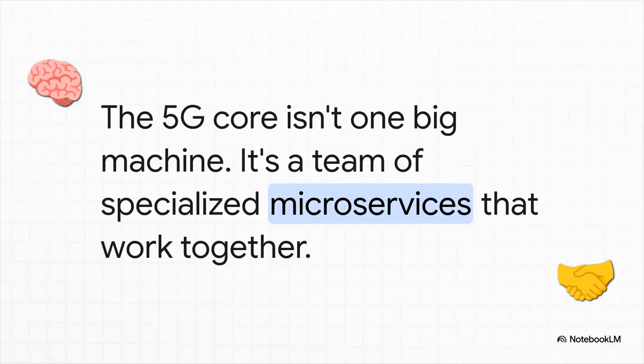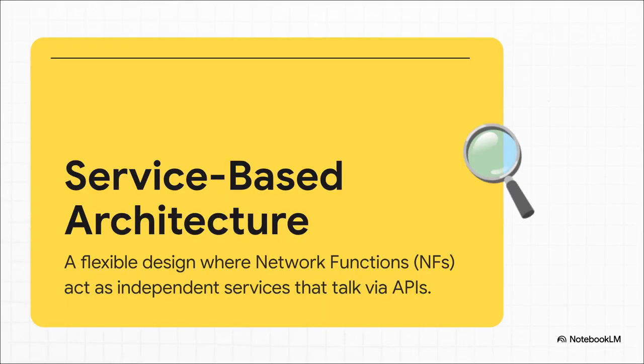Now, this is maybe the single most important thing to grasp about the 5G core. It's not one giant clunky machine doing everything. Nope. Instead, think of it like a modern tech company's app. It's a whole team of smaller, specialized microservices that all talk to each other. And this isn't just a minor tweak. This is a complete game changer in how these networks are designed. The official name for this is Service-Based Architecture, or SBA. And all those boxes you see in the diagram, each one is a network function, or NF.